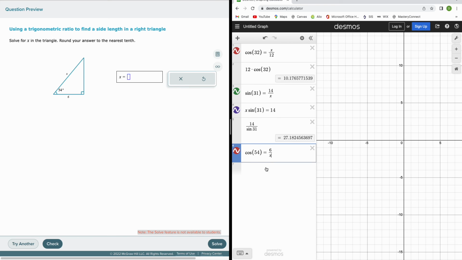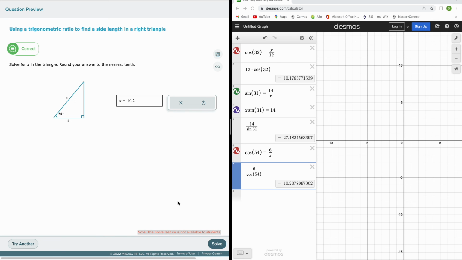Multiply both sides by x, or you do the switcheroo and you would do 6 divided by cosine of 54. And your result is 10.207, so you should be left with 10.2. So all these you're going to want to solve using Desmos or a graphing calculator. Hope this helps.